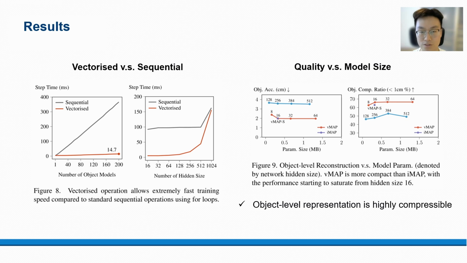We show that vectorized operation allows extremely fast training speed compared to standard sequential operations using for loops. And we found only a 4-layer, 16 hidden size MLP is sufficient for modeling a single object, indicating object-level representation is highly compressible.